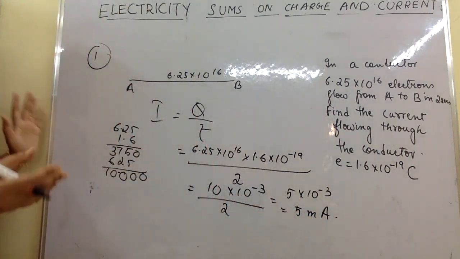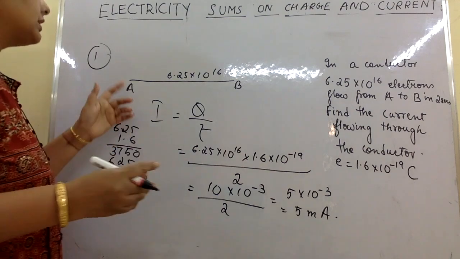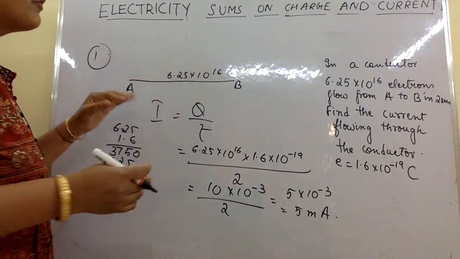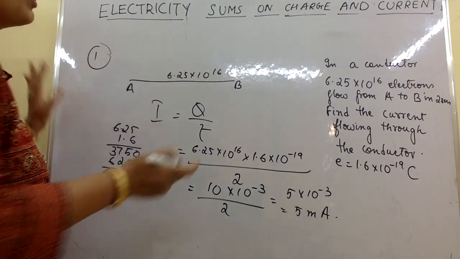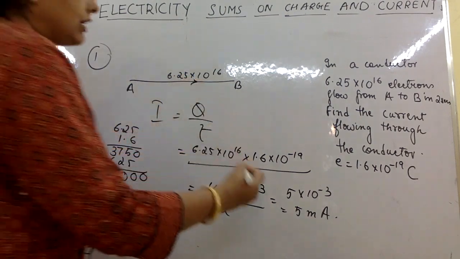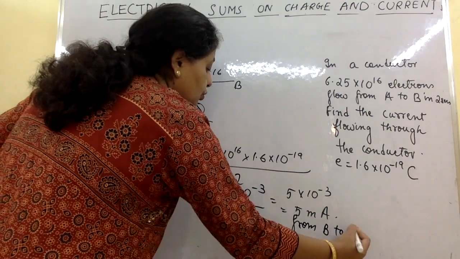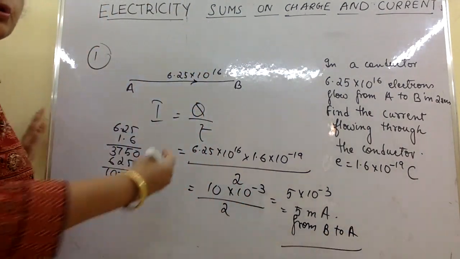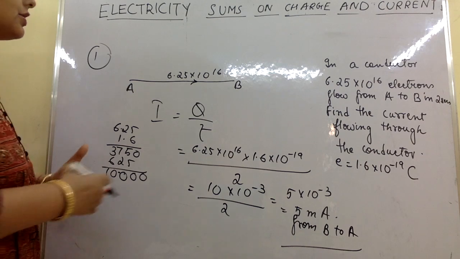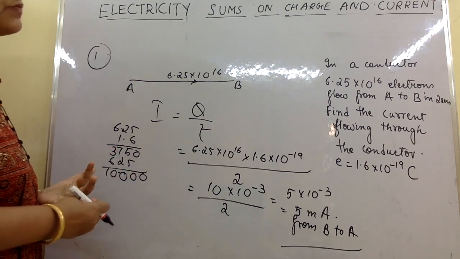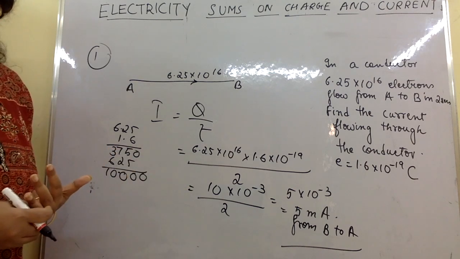Now what is the direction it is flowing in? Remember one thing, if electrons are flowing from A to B, then you have to say current is flowing from B to A. Current flows in the opposite direction of the charge. So this is my answer. The current flowing is 5 milliamperes.